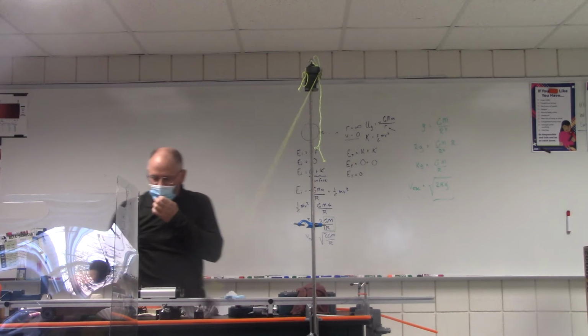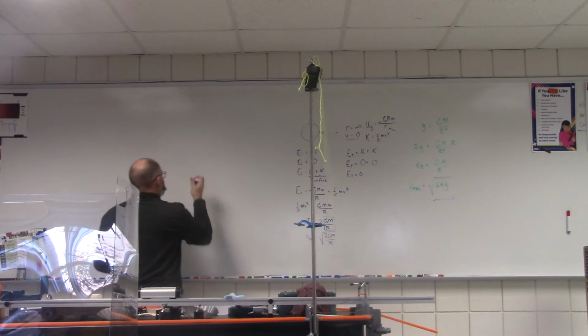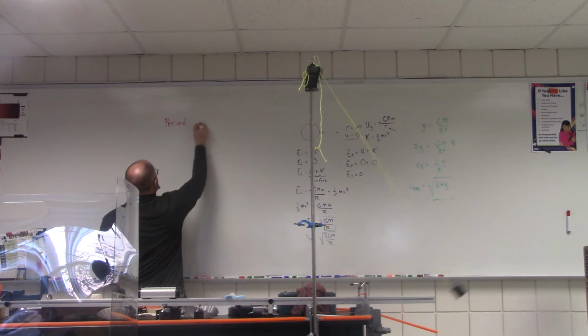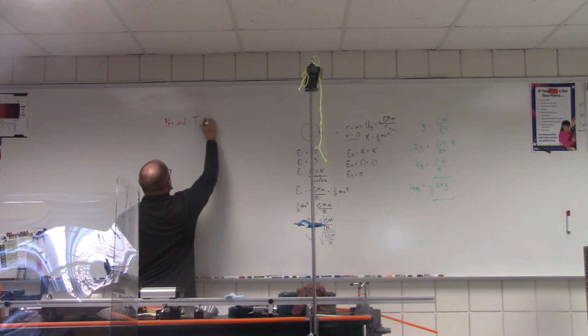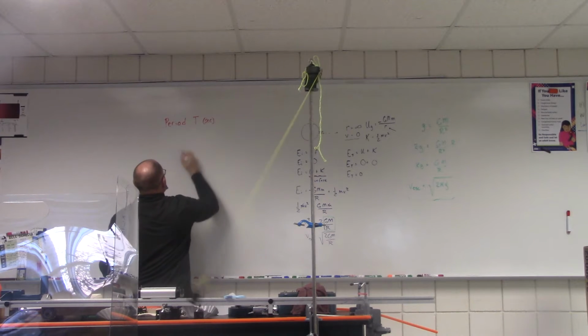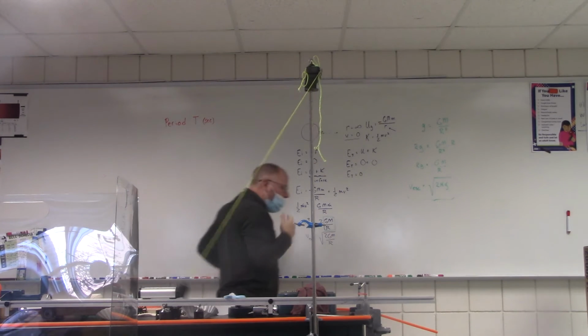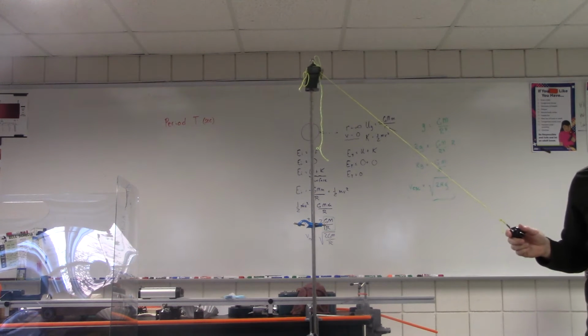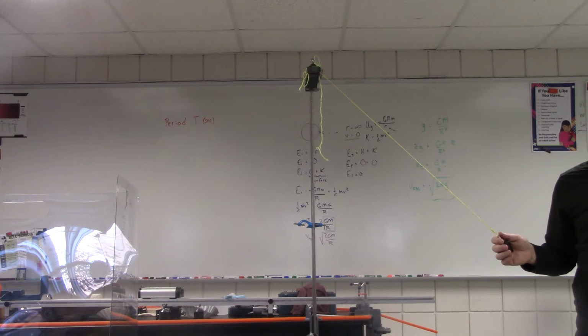So we know this. Okay. The time it takes to go there and back is called the period. Now, we use a capital T to represent the period, and we measure it in seconds. And this is the time to complete one full swing. So from all the way here, all the way back to here, it's that time.